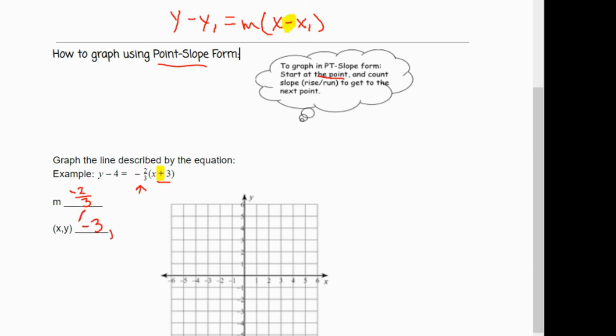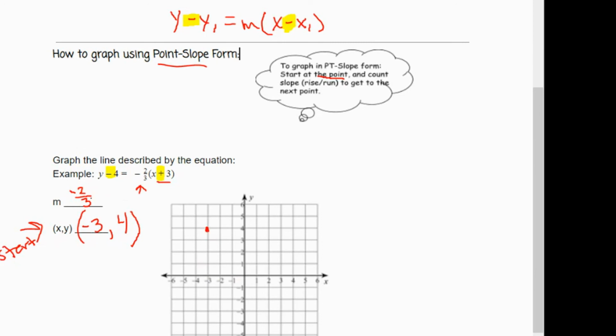Okay. The other coordinate that I need is my y coordinate. And likewise, with the y, we are talking about the opposite of what you see in the actual problem. So my y coordinate is going to be a positive 4. I'm going to start here at my point. My point is at negative 3. 1, 2, 3, up 4. 1, 2, 3, 4. So here are the coordinates of my point.